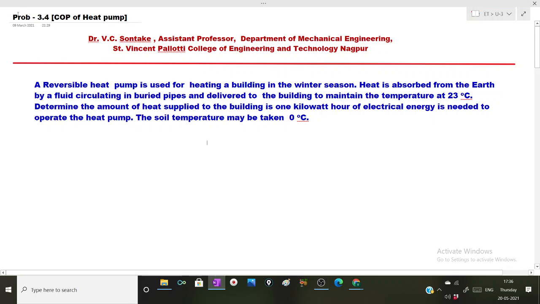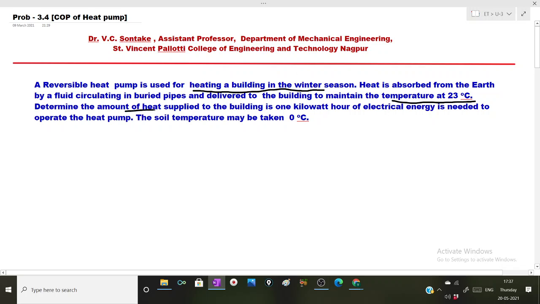So problem 3.4 is on the COP of a heat pump. A reversible heat pump is used for heating a building in the winter season. So what is the purpose of the heat pump? To heat the building. Heat is absorbed from the earth by a fluid circulating in buried pipes and delivered to the building, which maintains the temperature at 23 degrees Celsius. So this is nothing but the temperature of the building to be maintained.